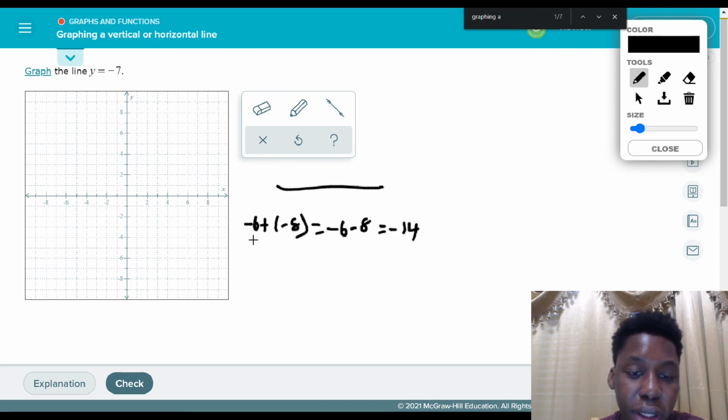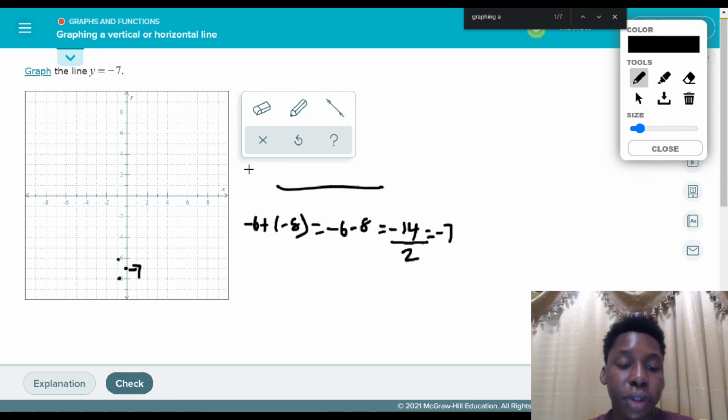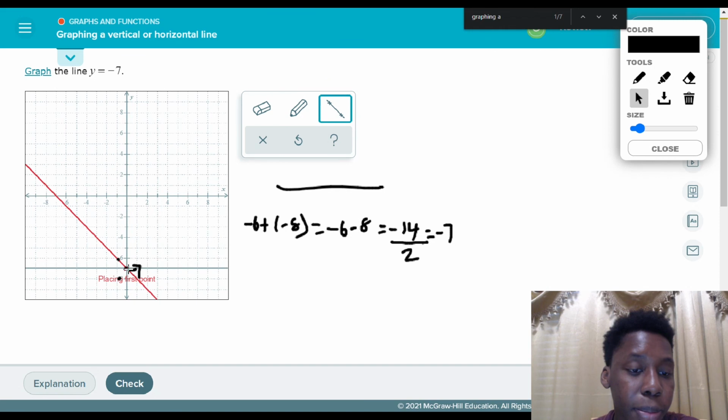After I find the sum of both of them, I then divide it by 2, which equals -7. So that means this point in the middle of -6 and -8 is -7. And so for me to graph the line y equals -7, remember I have to make the line horizontal. Because of that, I put in the point here because I know this is -7, and then I place a second point here, and then I check.